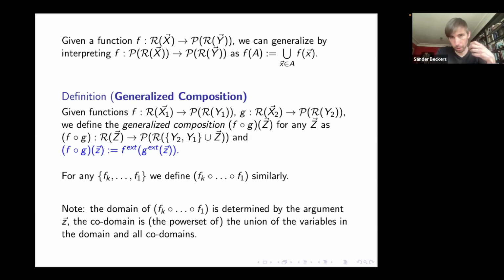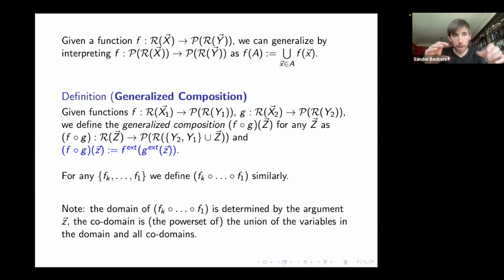So first we do g for any input z. That gives us both z and the output of g. So that's going to be a set of values for y2. And we're going to feed that into f and see what it returns. And that is the composition. And we can do the same for, of course, not just two functions, for any finite amount of functions, you can keep doing that composing.